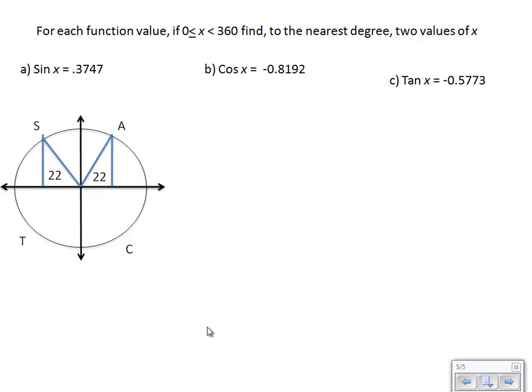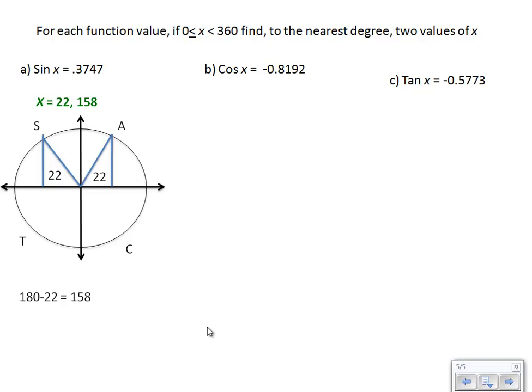Okay, so there are my answers. This first angle is 22, and to get the second angle, I do 180 minus 22 and get 158 because I'm 22 degrees short of 180. So there's my first two answers.